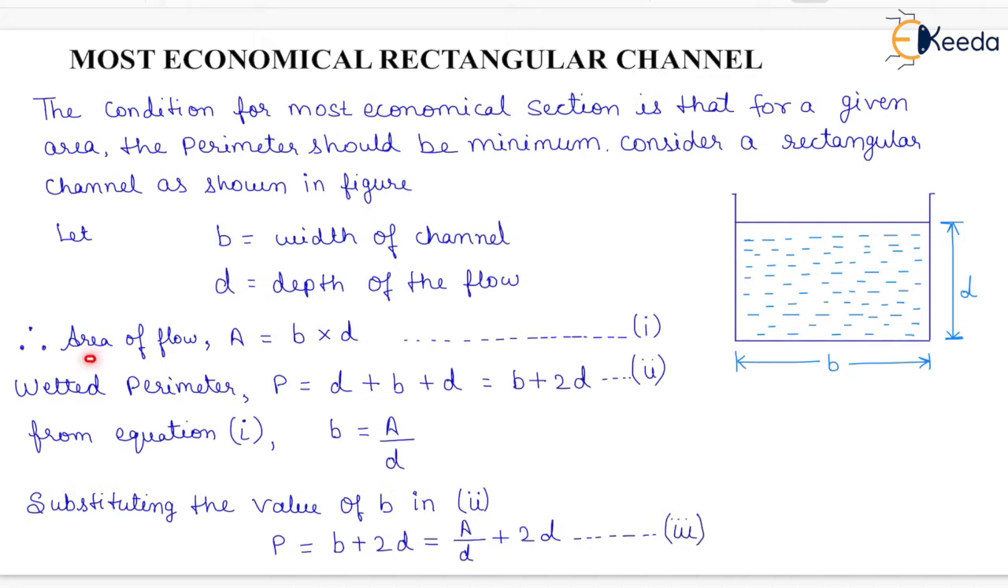Now we have to calculate the area of flow, which will be equals to B into D, that is our first equation. Now next is the wetted perimeter, which will be equals to D plus B plus D, which will be equals to B plus 2D, that is the second equation. Now from equation first, B will be equals to A by D. Now substituting the value of B in equation 2, we will have perimeter equals to B plus 2D, which will be equals to A by D plus 2D, that is the third equation.